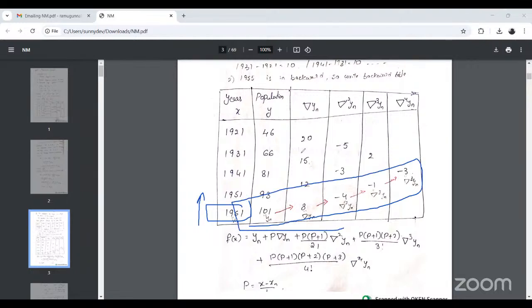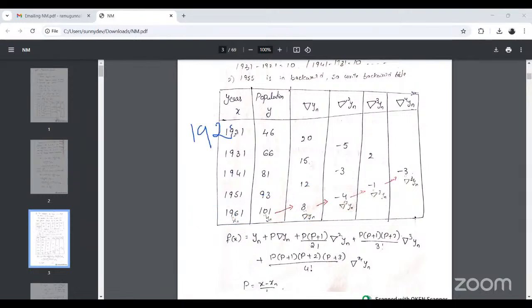Suppose they are asking for the population in 1925, then we are coming from the top, so we take the forward formula. Understood? They are asking for 1955, which is in between 1951 and 1961, so that's why we are taking the backward difference formula.